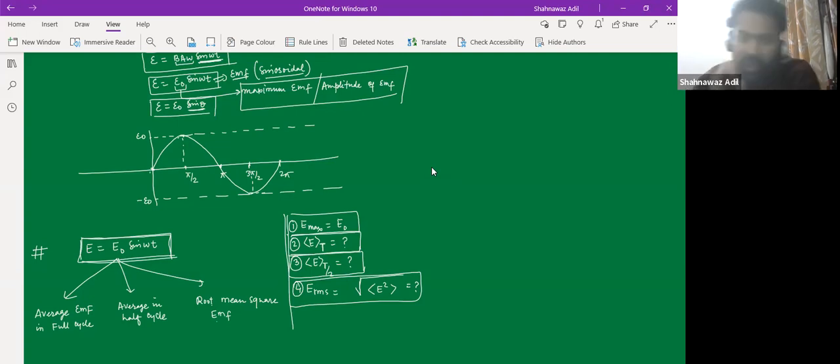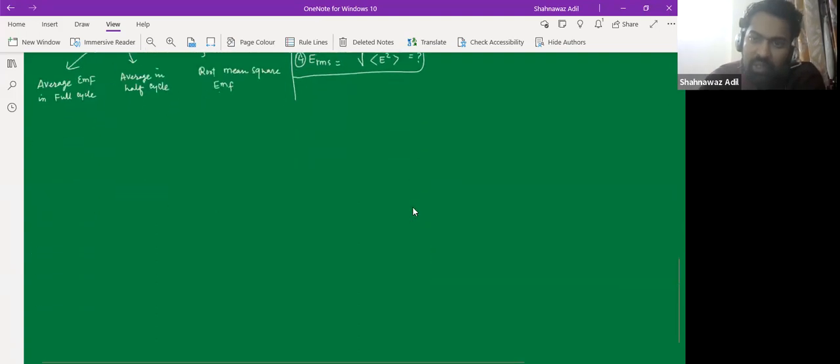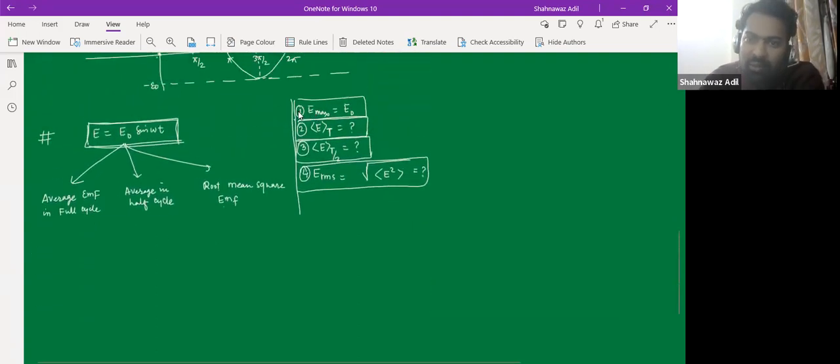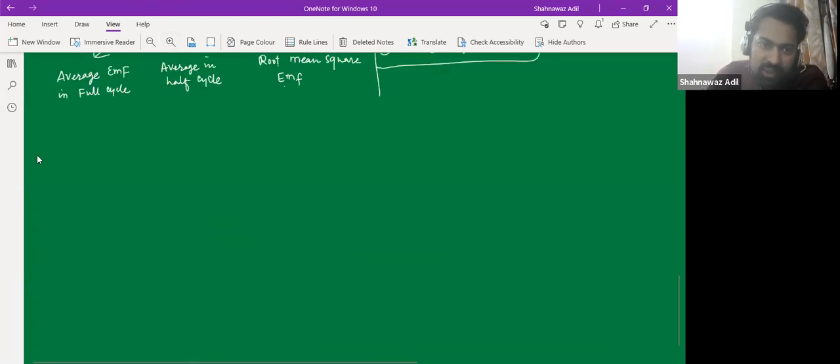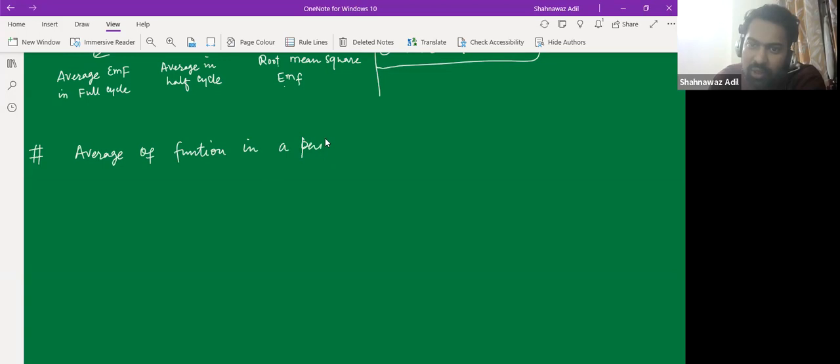Yes, sir. Done. Okay. Then we have to find out this thing. First parameter, that is the maximum voltage that we have found, right? E naught. This is very crucial. And then we have to find out the other three, which is the average. How do you calculate the average of a function in a period of time t?